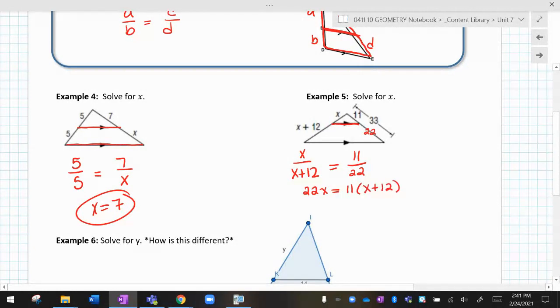And I want to show you something fun here. You can distribute this 11, or you can divide it. I'm going to divide by 11 instead of distributing the 11. And 22 divided by 11 is 2. So now I have 2x equals x plus 12. And then if I subtract the x, I have my answer. X equals 12.